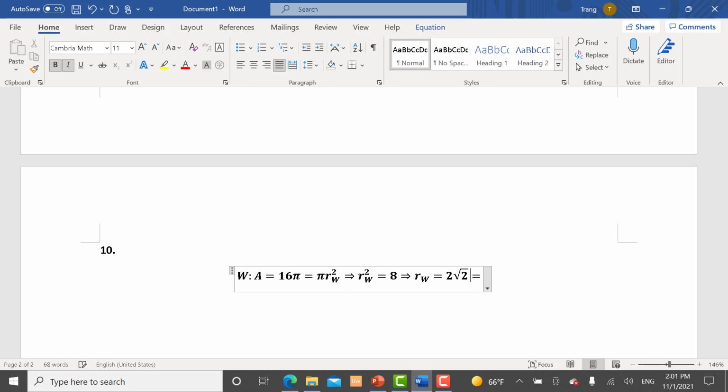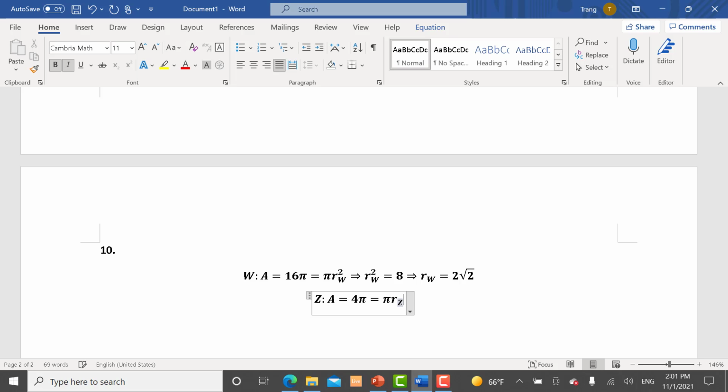Now if you look at the other circle, let's say that is Z, we have the area is 4 pi and is equal to pi times RZ square, where RZ is the radius of this circle, leading to RZ square is equal to 2. So leading to the radius of circle Z is equal to square root of 2.